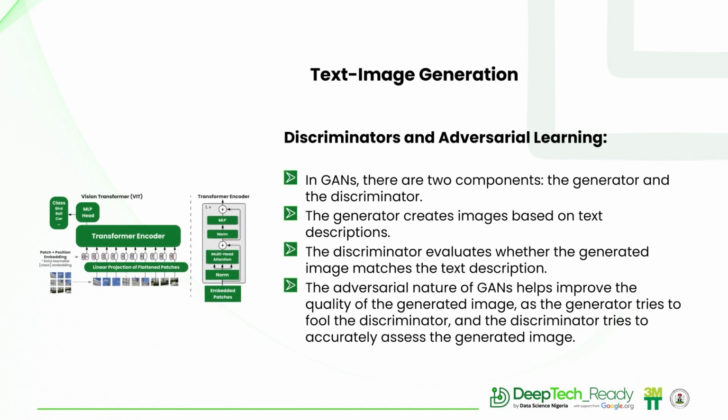The adversarial nature of GANs helps improve the quality of the generated image, as the generator tries to fool the discriminator and the discriminator tries to accurately assess the generated image. All this we've learned in our previous classes, but I'm re-emphasizing them because these are some of the key points you need to be aware of when you are trying to implement a text-to-image generation system.